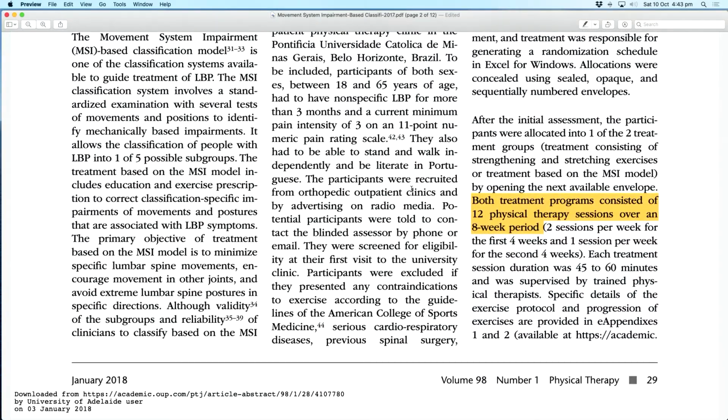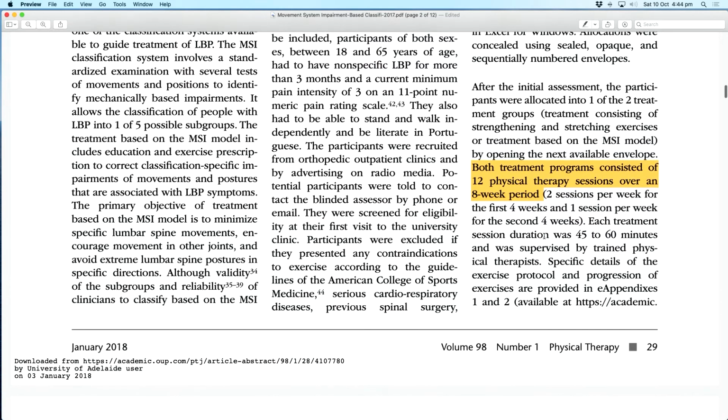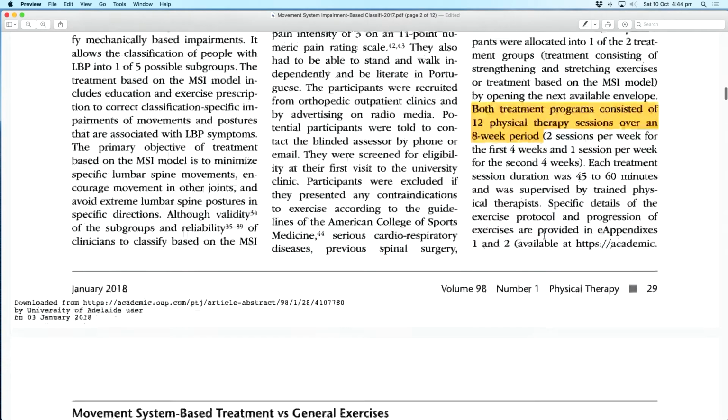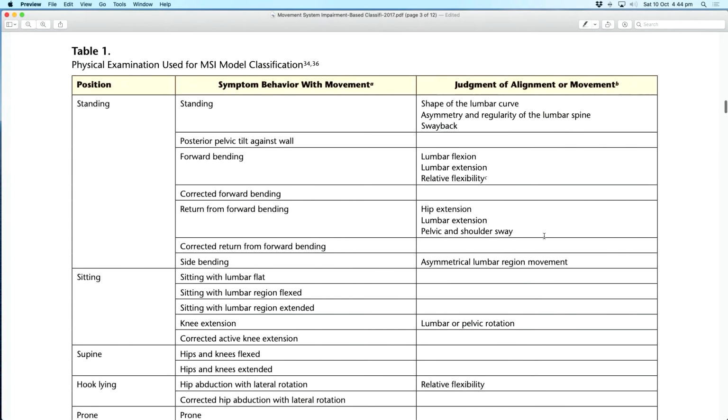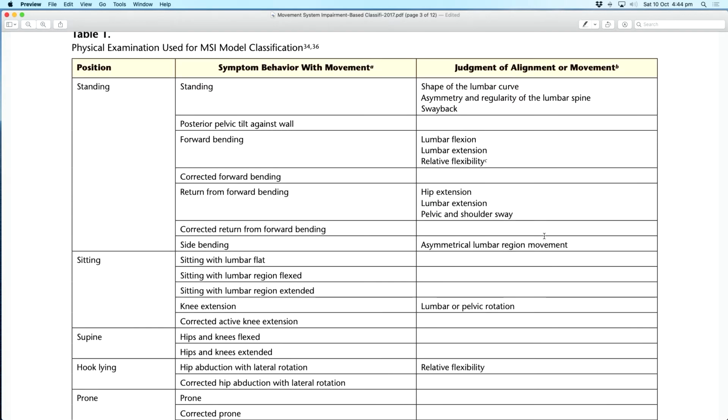And both groups had 12 physical therapy sessions, which in Australia we call physiotherapy sessions, over an 8-week period. So they had 2 sessions a week for the first 4 weeks and 1 session a week for the second 4 weeks. Each treatment session was between 45 and 60 minutes and was supervised by trained physiotherapists. Basically the intervention group, the movement system impairment exercise group, got evaluated on a whole bunch of parameters.